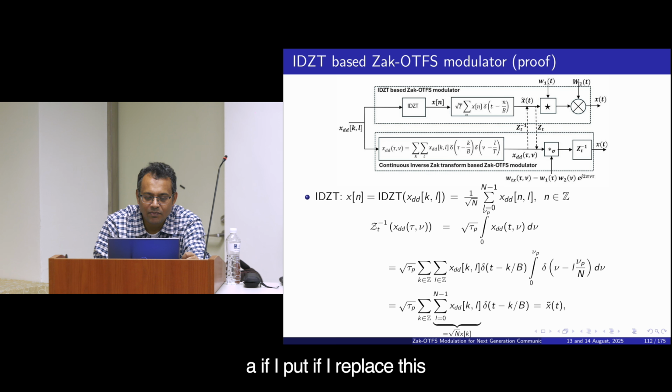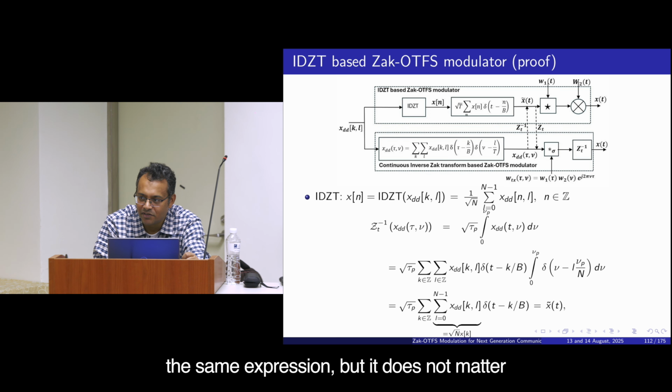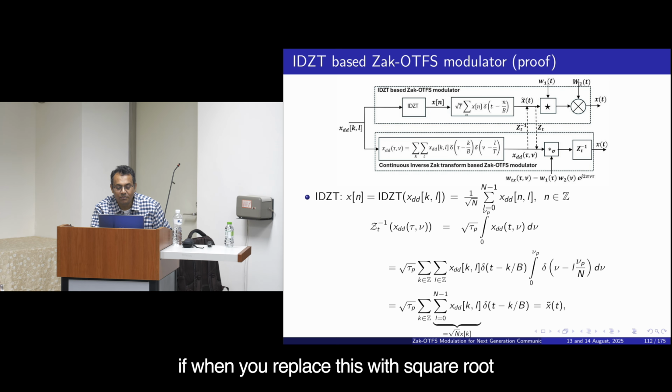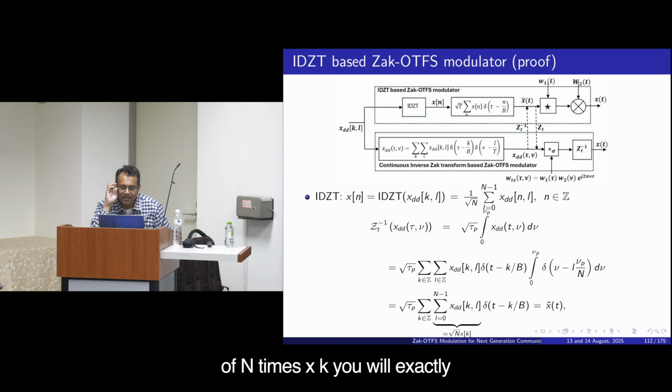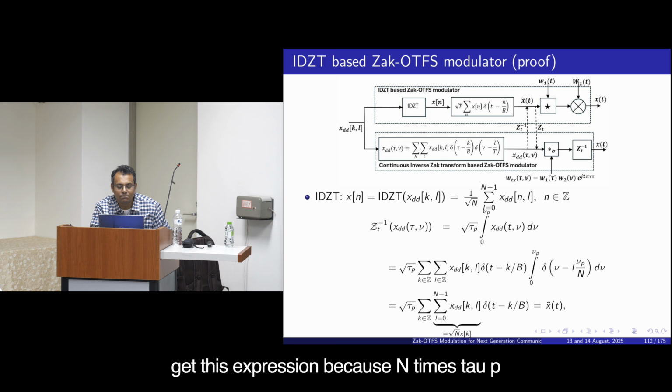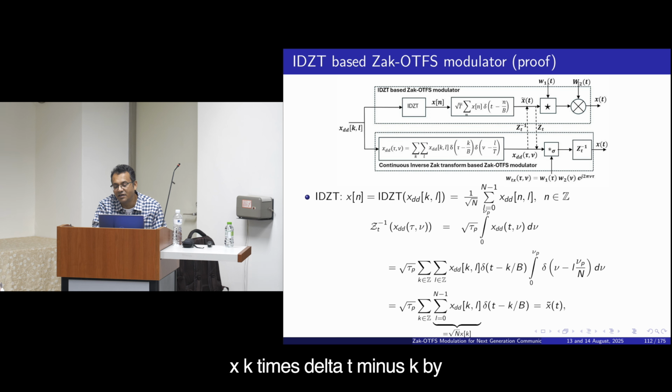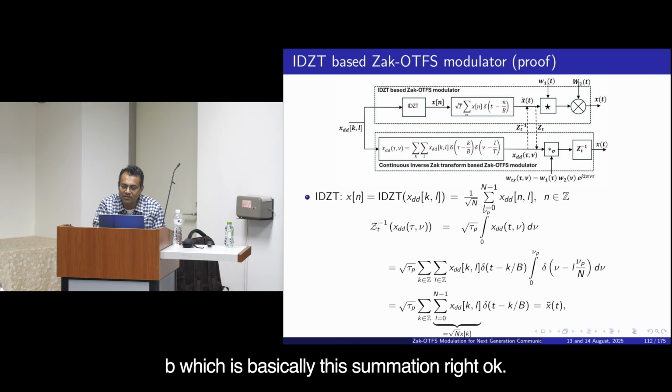If I replace this k with an n, you will exactly get the same expression, but it does not matter, k and n are variables, right. And therefore, when you replace this with square root of n times xk, you will exactly get this expression, because n times tau p in the square root is exactly equal to t. So, that is how you get the square root of t, and then this remaining thing, because this summation is xk, becomes summation over k xk times delta t minus k by b, which is basically this summation, right.